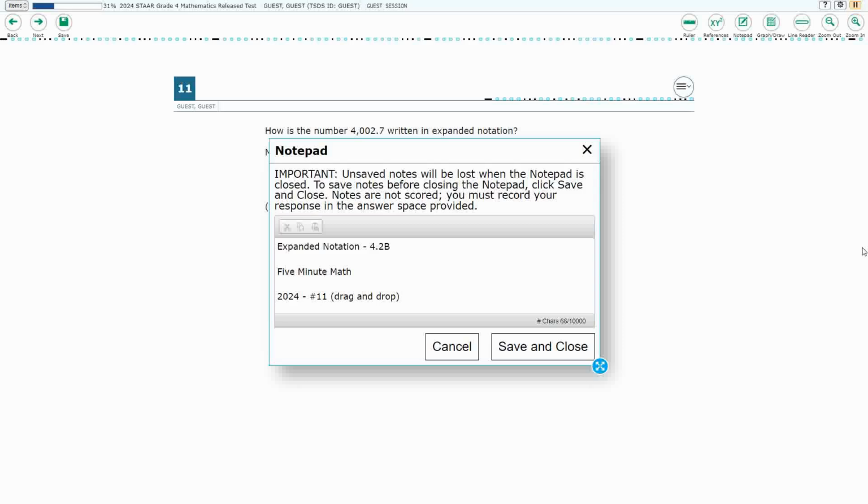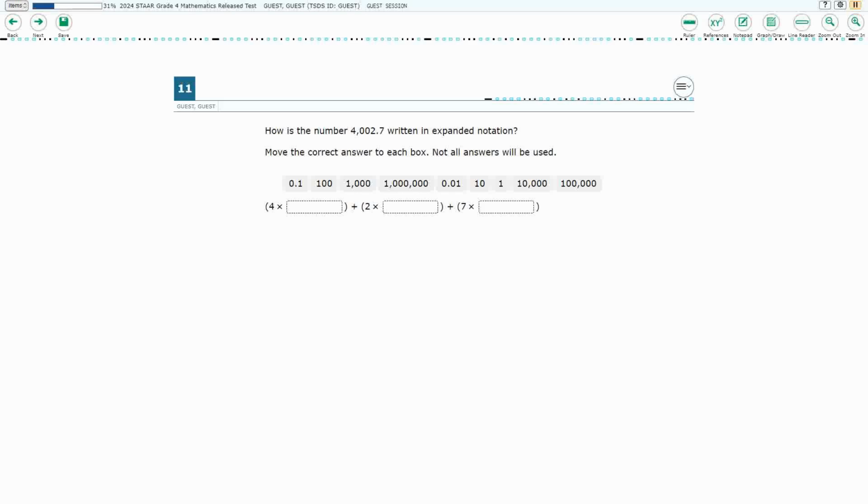Today we are looking at the fourth grade concept of expanded notation. This is standard 4.2b in the great state of Texas, and we are using item number 11 of the 2024 released STAAR test. This is a new item type called drag and drop, and if you haven't done so already, please go ahead and take a moment to pause the video, work this problem out on your own, unpause it, and we will look at our answers together.